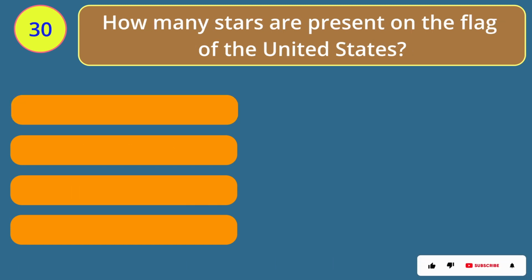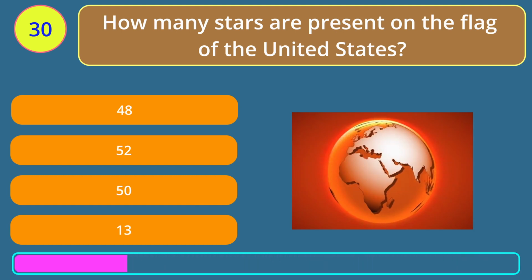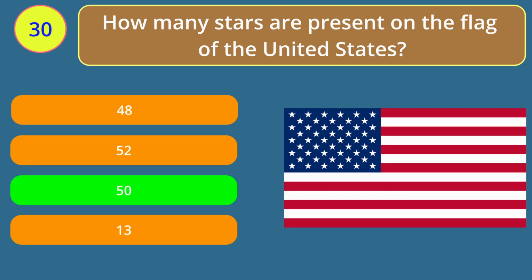How many stars are present on the flag of the United States? The four options are 48, 52, 50, 13. The correct answer is 50.